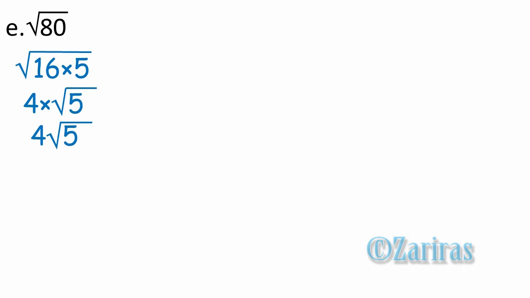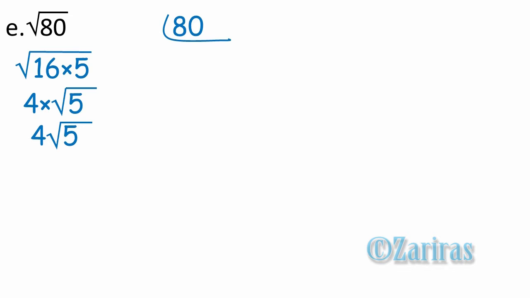Next we have square root of 80. If we go by the normal shortcut method, 16 into 5 is 80. If we don't know the square number 16, we can go by the LCM method. 16 into 5 is 80, we know that. So square root of 16 is 4. 4 into root 5, 4 root 5. To find that 16 we can go by the LCM.